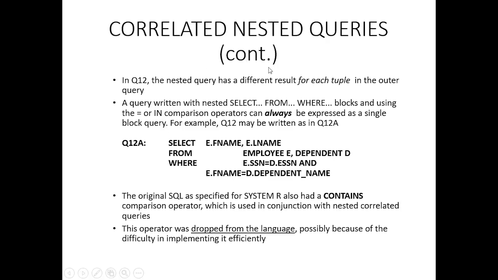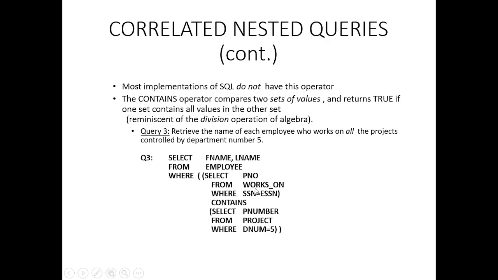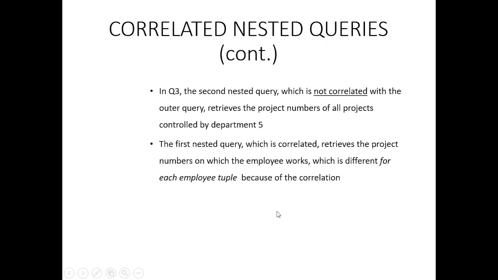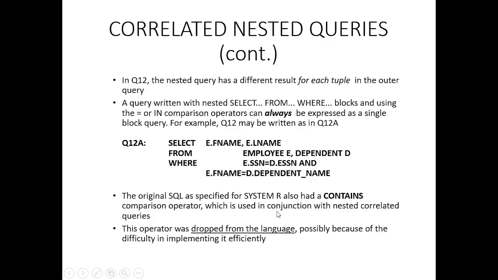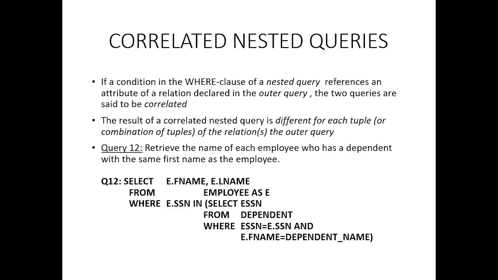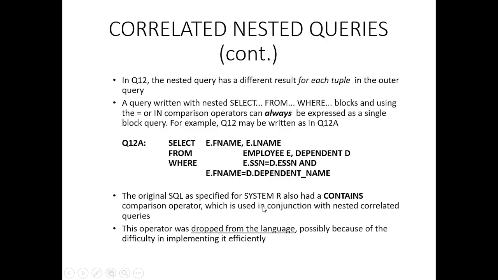And the nested query has a different result for each tuple in the outer query. In this case, the nested query has a different result because this will return a different result for each tuple in the outer query.